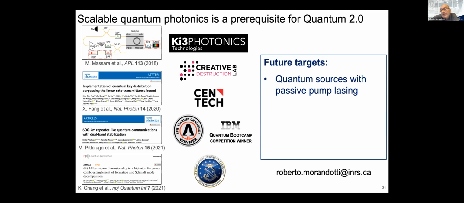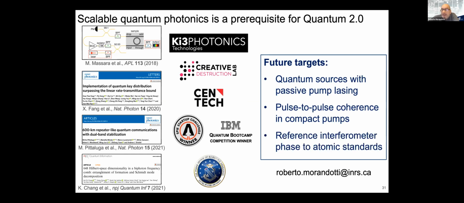So, future targets: a quantum source with a passive laser, and maybe improving the pulse-to-pulse coherence in compact pumps to increase the performance, and a reference interferometer for atomic standards. So those are a few ideas for the future. And I think I've just finished my talk, and thank you very much.